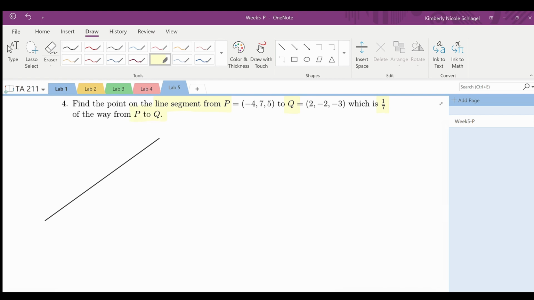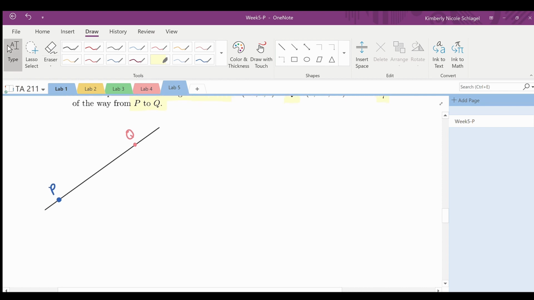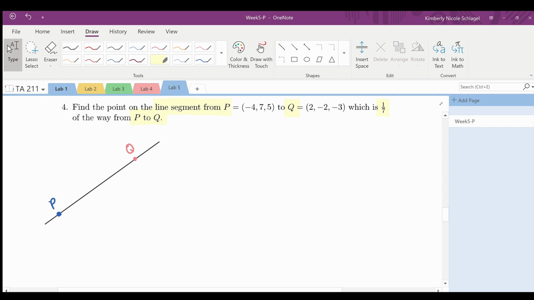We know that P and Q are on our line segment here, so I'm going to draw in P, and I'm also going to draw in Q over here. And I'm going to call this point here R. So this point is 1/7 of the way from P to Q. We've got to find that point.